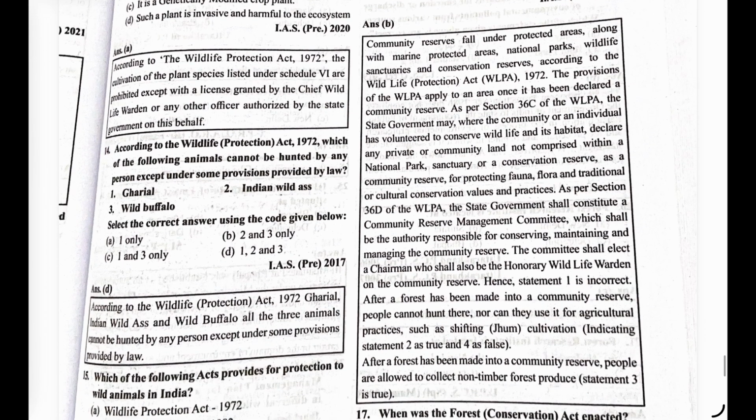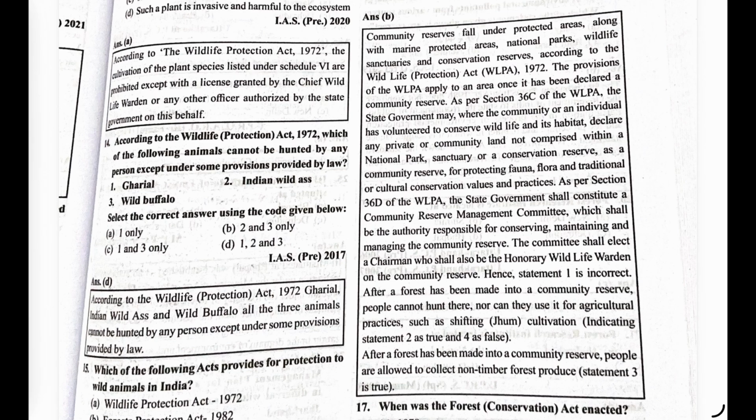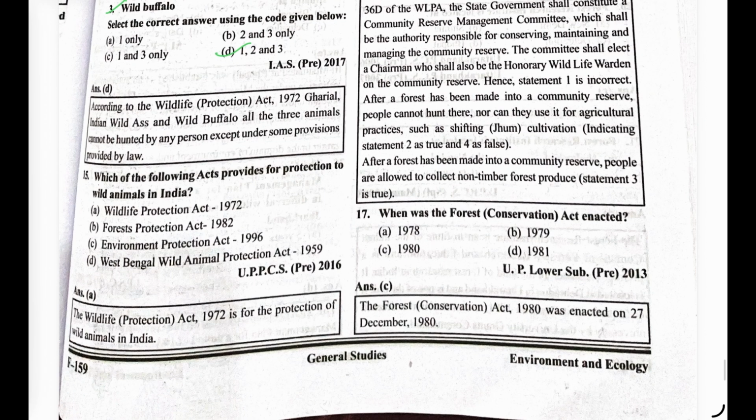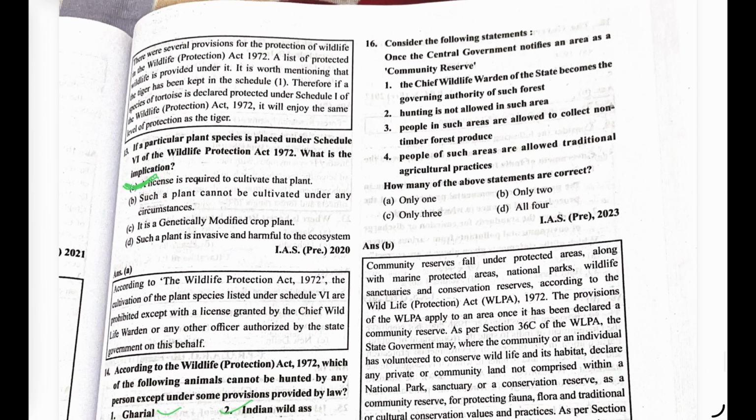According to the Wildlife Protection Act 1972, which of the following animals cannot be hunted by any person except under some provision provided by the law? Which one is it: Gharial, Indian wildlife and wild buffalo? So this is the correct option. Which of the following acts provides for protection to wild animals in India? Wildlife Protection Act 1972.